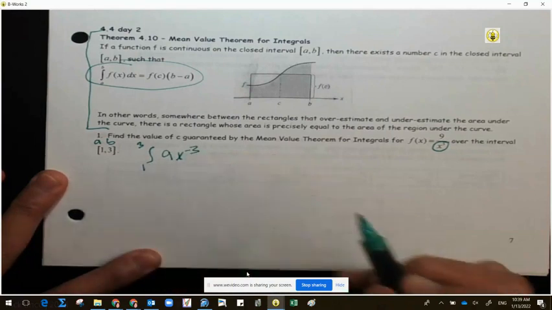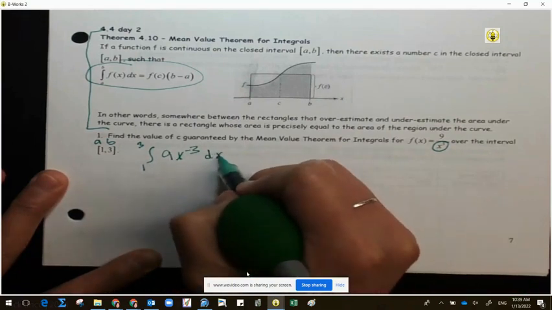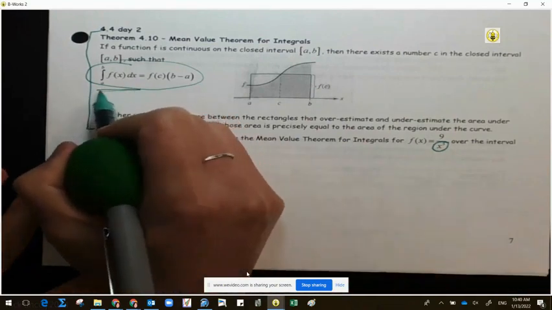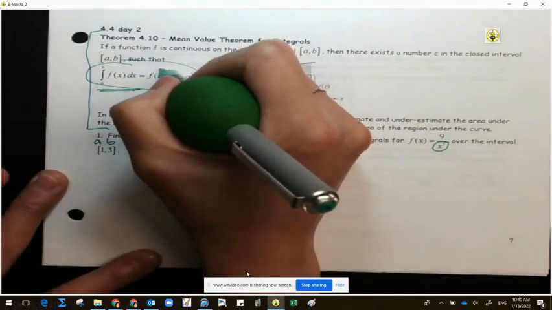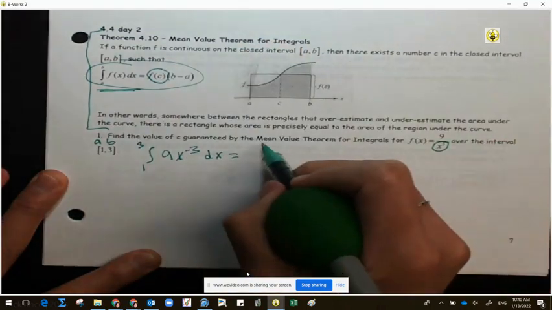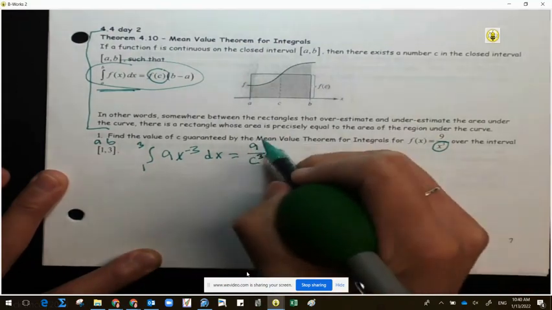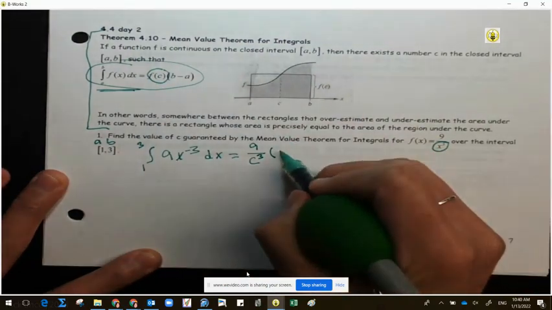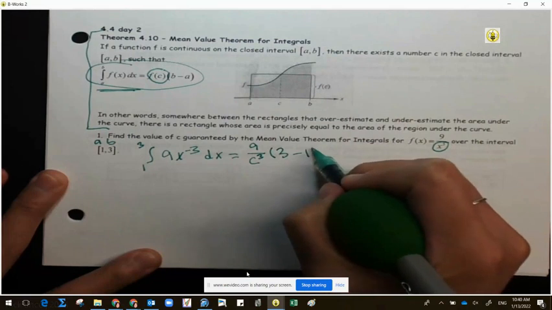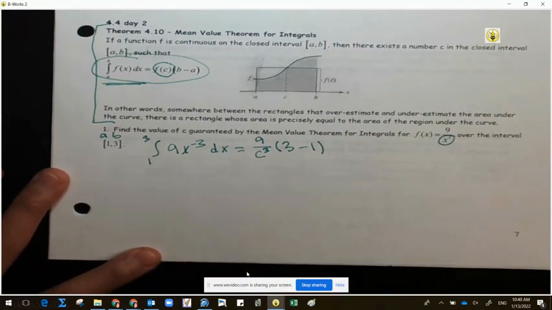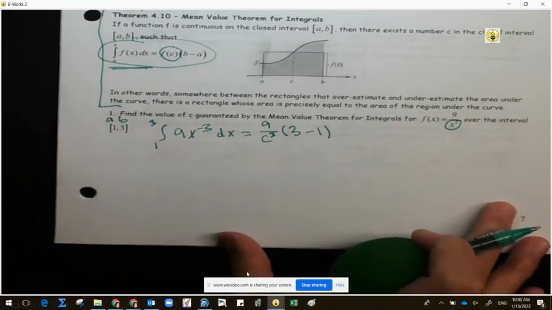9x to the negative 3 dx is equal to, so I'm done with the left piece. On the right piece, it says, now plug in the c into my function. So when I do, I get 9 over c cubed. I think it's c cubed, yes. And then it says b minus a. My b is 3, a is 1. So all I did was I rewrote it with the mean value theorem for integrals.